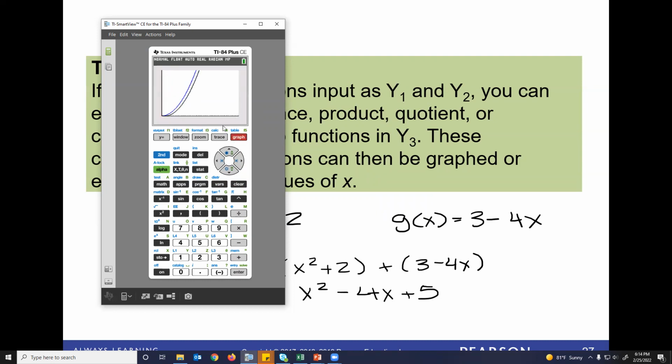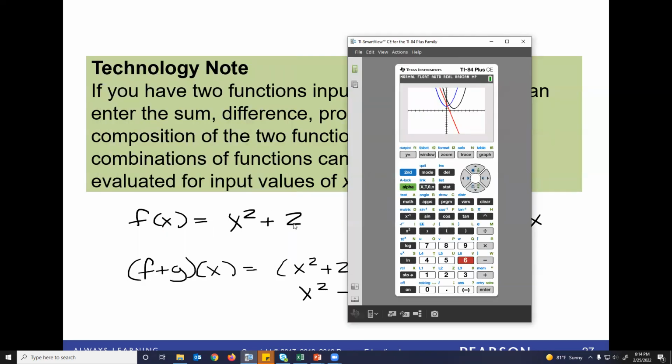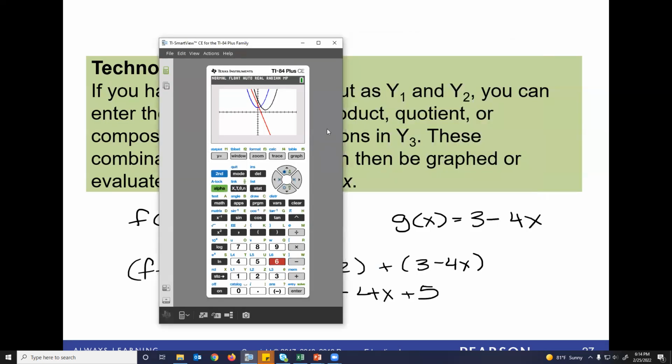Okay, and so you can graph them. So you can see what the two different, and let me just hit zoom 6 here. So we can see here that x squared plus 2, that was that first one that graphed there. And then we can see that the 3 minus 4x, which was the straight line there, we see it graphed there. And so when I start adding these together, this black line is the combination of the two.